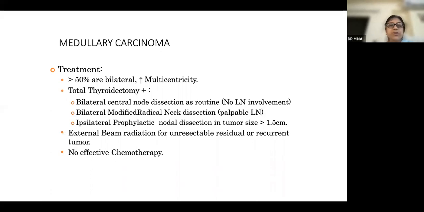How do we treat them? Mostly, more than 50% you will find that it is multicentric or bilateral. So we go for total thyroidectomy. Along with total thyroidectomy, we also do a bilateral central node dissection as a routine. Bilateral modified radical.